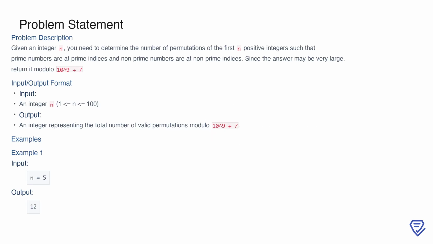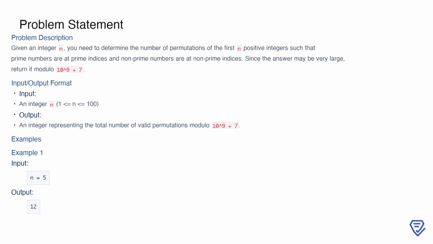The problem asks us to determine the number of ways to arrange the first n positive integers such that prime numbers occupy prime indices and non-prime numbers occupy non-prime indices. To clarify, the indices are 1-based, meaning the first position is index 1, the second position is index 2, and so forth. Since the total number of permutations can grow very large, the result must be returned modulo 10^9 plus 7. The input to the problem is a single integer n, which can range from 1 to 100. The output is the total number of valid arrangements that satisfy these conditions.